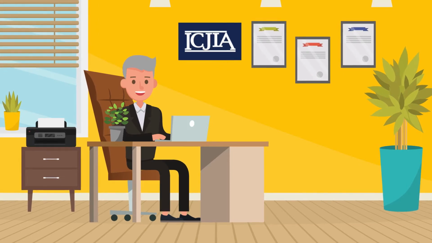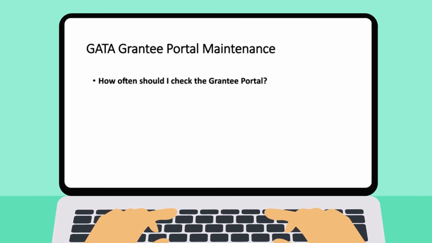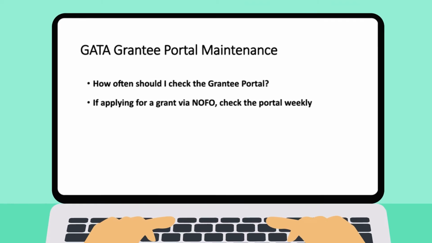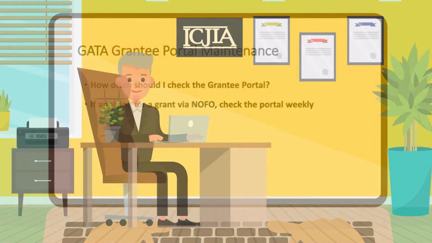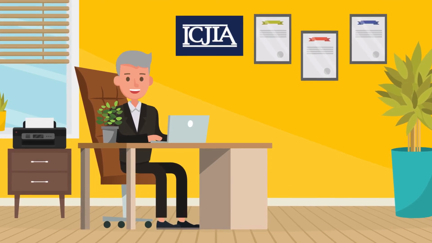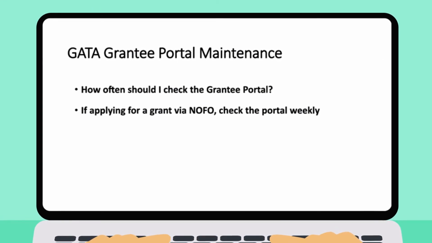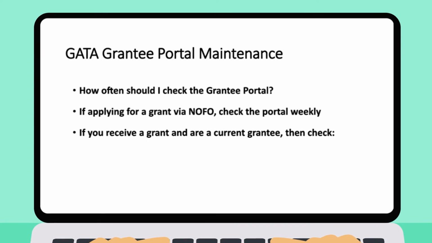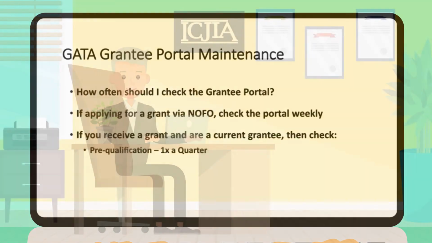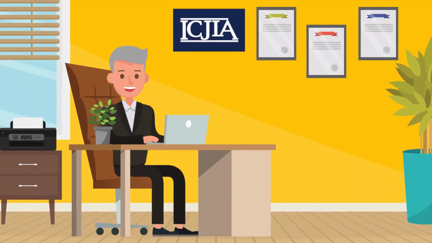What type of maintenance is required for the GATA Grantee portal? If you are applying for a grant via a Notice of Funding Information, NOFO, the portal should be checked at the start of your application and then weekly. You want to make sure that all items required in the pre-qualification status are in good standing. If you are a current grant recipient and currently receive grant funds, then you may want to log into the portal quarterly to make sure that your pre-qualification status is in good standing and that your internal control questionnaire, otherwise known as ICQ, is complete.